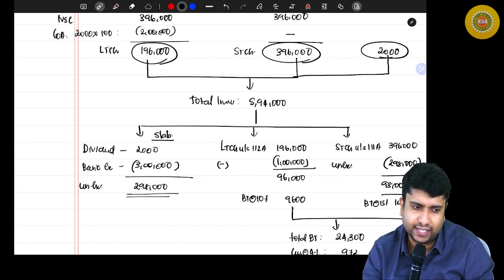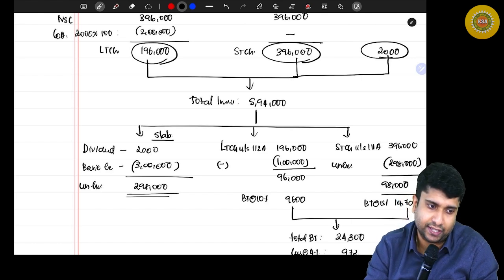Yes. If it is BAC, then you can claim the rebate because it is 7 lakh in BAC. Yes.